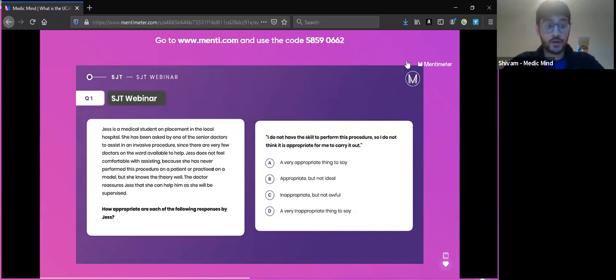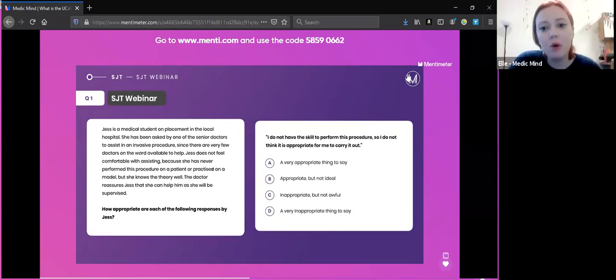So to summarize, Jess is a medical student. She's never done a procedure like this or even practiced on a model, but she's being asked to do it, and she doesn't feel very confident. Now, Ellie, do you want to read out the question here that everyone has to answer? Yeah, so the question here is how appropriate are each of the responses by Jess? So there'll be a number of responses that you go through. You'll have one scenario, but you might have multiple questions that follow.